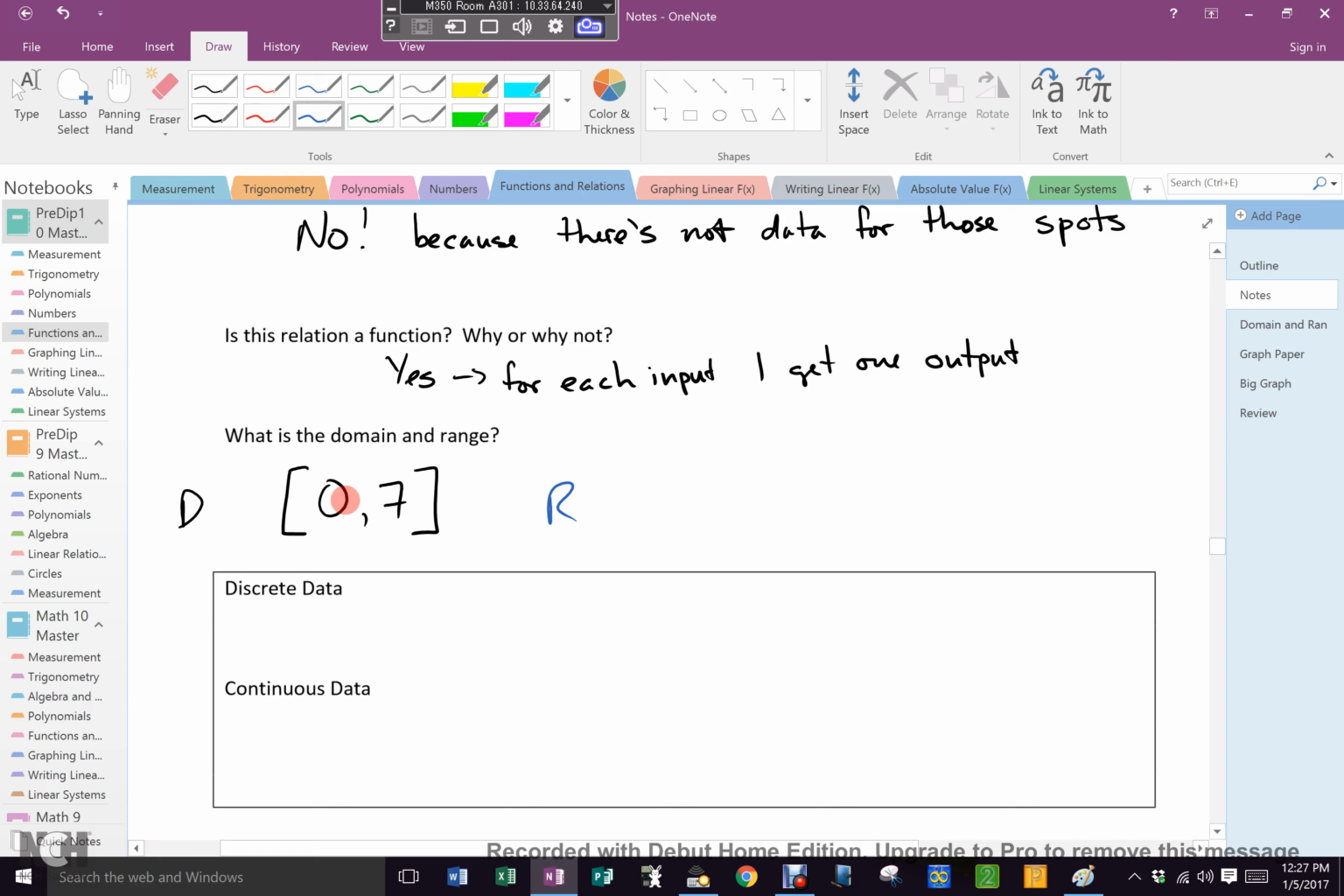Can I do the range with interval notation? No, absolutely not. Why? Because you're not paying anything in between. So the range has to be set notation: 65, 130, 195, 225, ... because I'm too lazy to add 30 that many times.